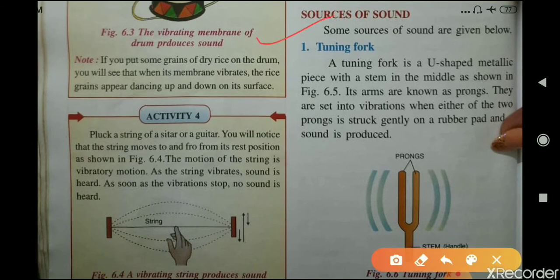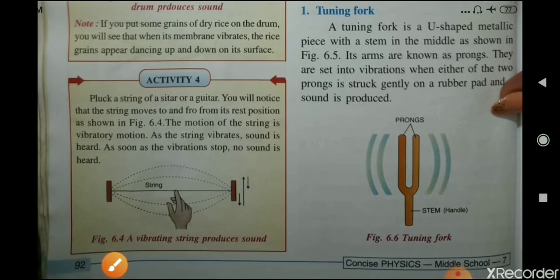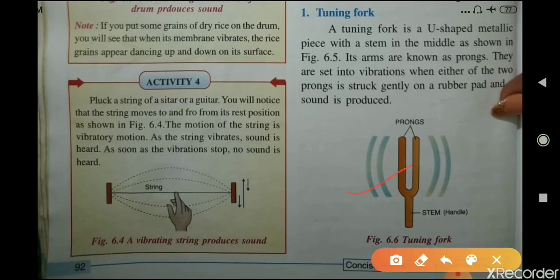Now, what are the sources of sound? First one is the tuning fork. A tuning fork, as you can see here in this picture, is a U-shaped metallic piece with a stem in the middle. Its arms are known as prongs, and they are set into vibrations when either of the two prongs is struck gently on a rubber pad and sound is produced. When these prongs are struck on a rubber pad, they start vibrating, and because of that vibration, sound is produced.